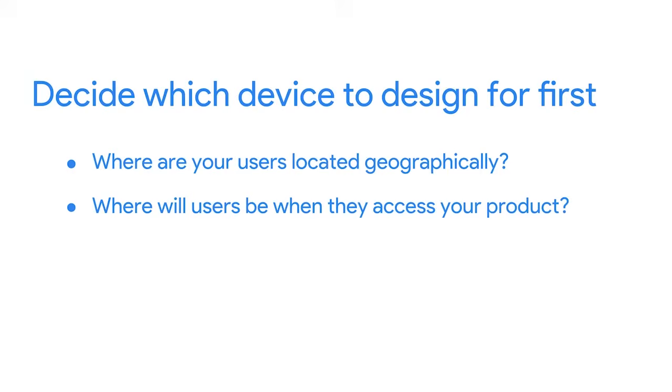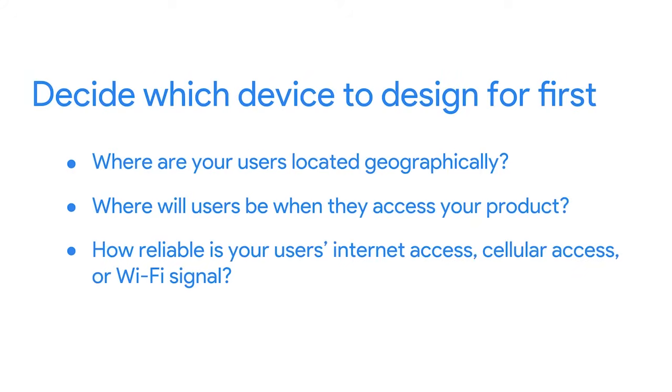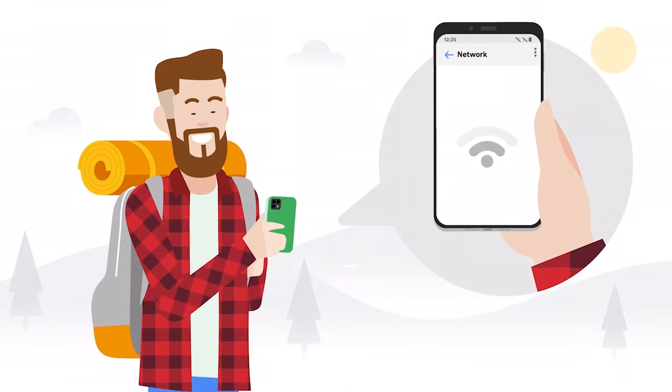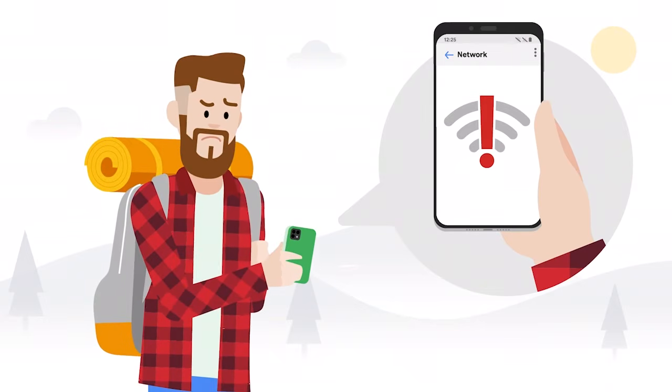You'll need to determine which of these contexts you'd like to optimize your designs for. Third, how reliable is your user's internet access, cellular access, or Wi-Fi signal? For example, do your users live in a place where internet access is available but slow? Or do they live in a more remote location where there is no internet access at all? In either of these cases, choosing to design a mobile app first makes more sense, as it could be downloaded when they have access and then used in offline mode.